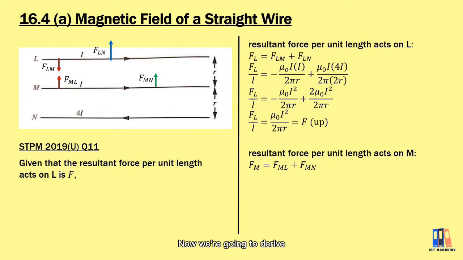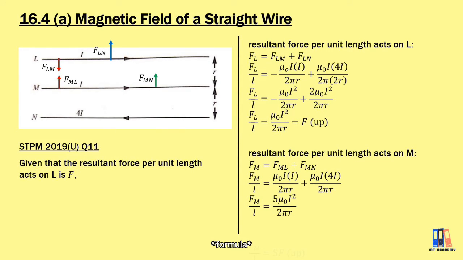So now we're going to derive the force exerted by each of these wires. The force on M due to wire L is equal to positive mu naught I multiplied by I divided by 2 pi r, while the force due to wire N is equal to mu naught I multiplied by 4I divided by 2 pi r. So simplify the equations. In the end, you will obtain 5 mu naught I squared divided by 2 pi r, which is 5 times F, and it is an outward force since it is a positive value.